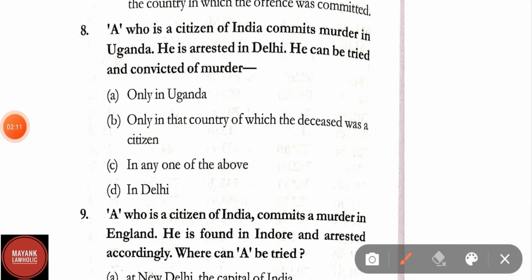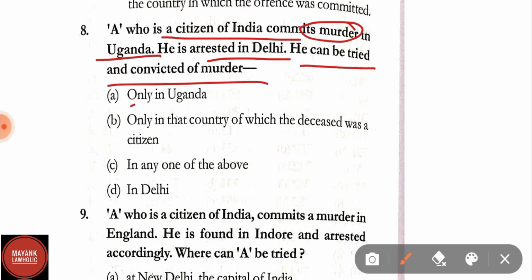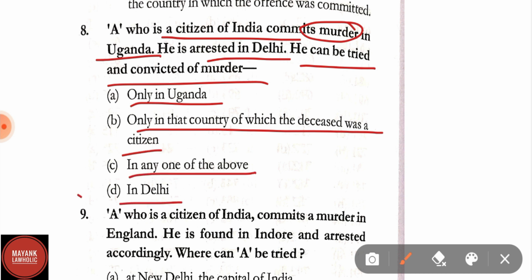Question number 8. A, who is a citizen of India commits murder in Uganda. He is arrested in Delhi. He can be tried and convicted of murder only in Uganda, only in that country of which the deceased was a citizen, in any of the above, in Delhi. Correct answer is in Delhi.